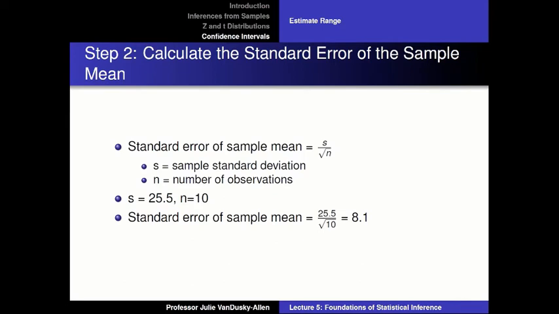Next, you calculate the standard error of the sample mean. To do this, you take the sample standard deviation, which I taught you how to calculate in a previous lecture, and divide that value by the square root of the number of observations. The sample standard deviation of this variable was 25.5, and the number of observations was 10. So 25.5 divided by the square root of 10 is 8.1.